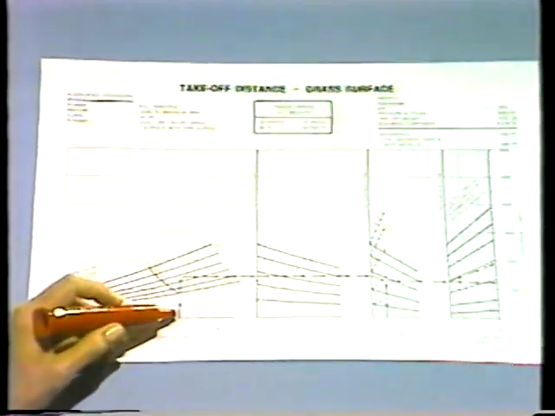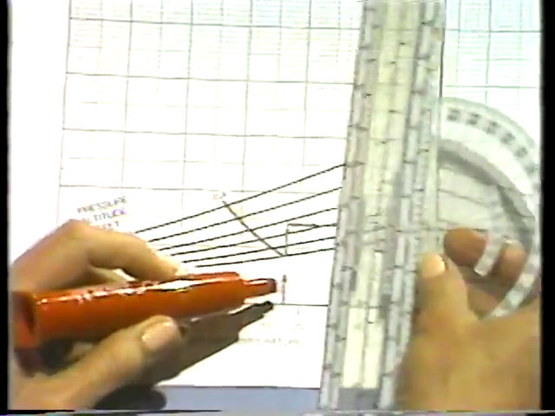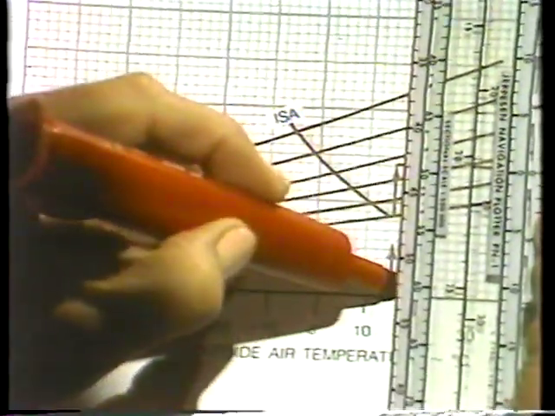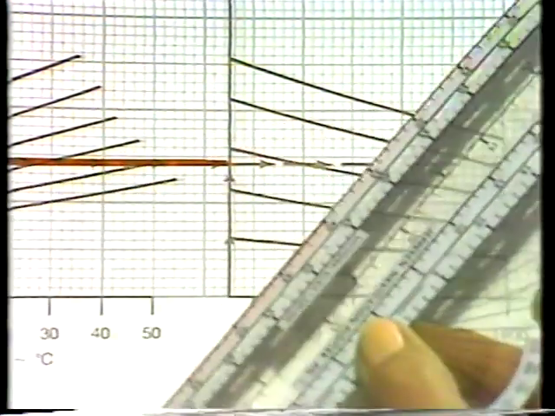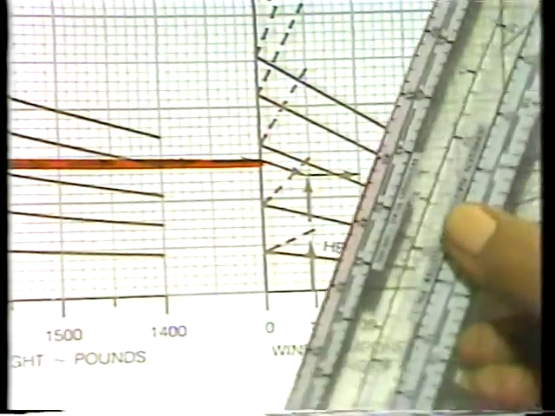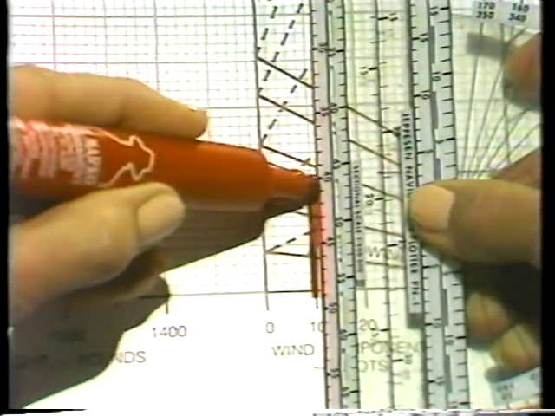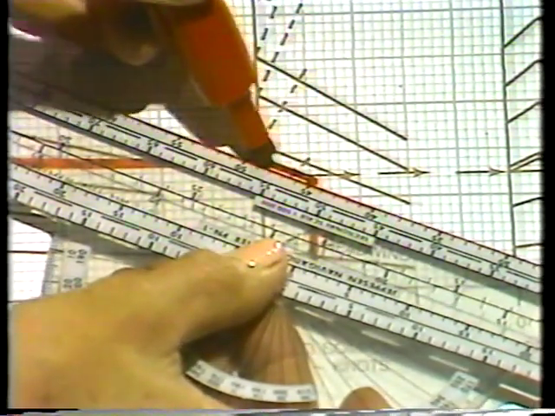Begin by entering the chart at the outside air temperature of 15 degrees Celsius and move upward to the 5,650-foot pressure altitude line. Then move right horizontally to the weight reference line. Since your weight of 1,675 pounds is the maximum takeoff weight for this airplane, simply keep moving horizontally to the right until reaching the wind component reference line. Your headwind component is 9.5 knots. So follow the solid diagonal headwind lines to the vertical intersection with 9.5 knots.